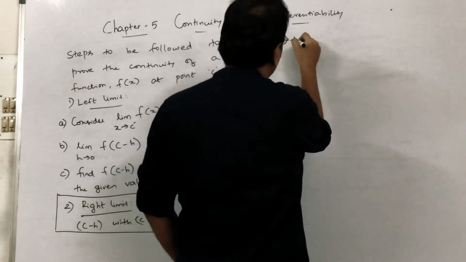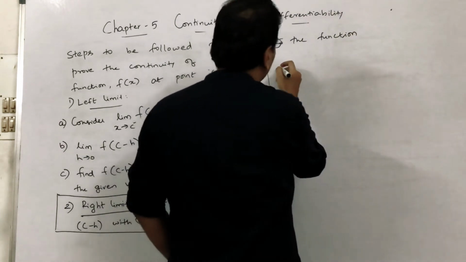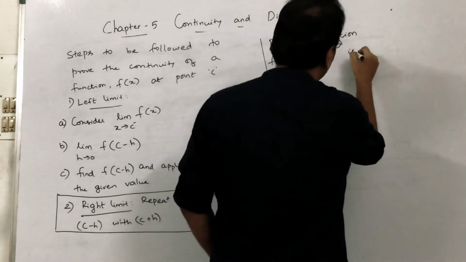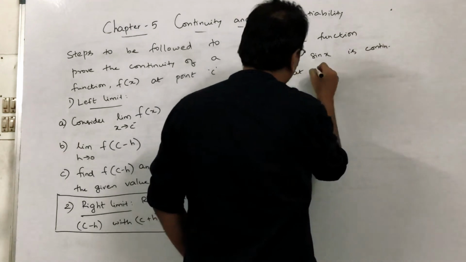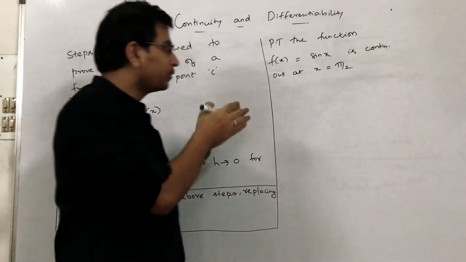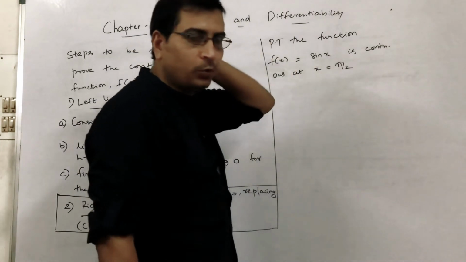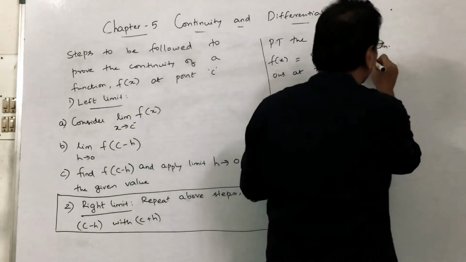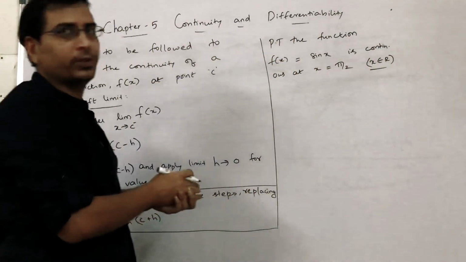Prove that the function f of x is equal to sin x is continuous at x is equal to pi by 2. Before you start proving the continuity, you have to first check one thing. Is x is equal to pi by 2 a part of the domain of sin x? Yes, it is, because the domain of sin x is x belongs to R. Definitely pi by 2 is one of the points.